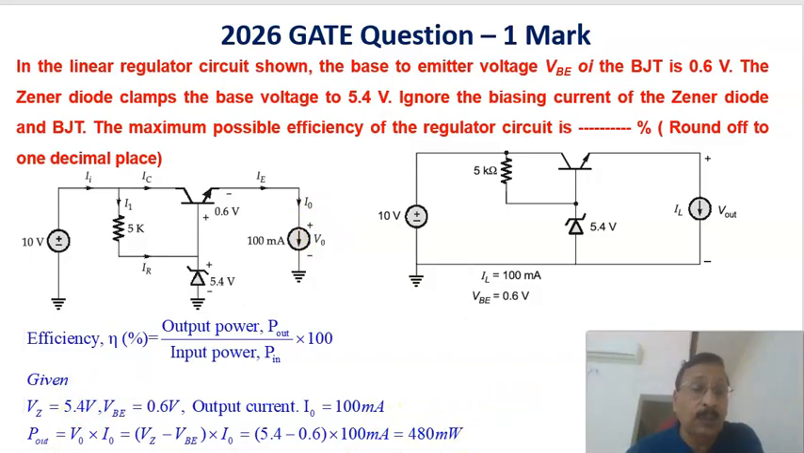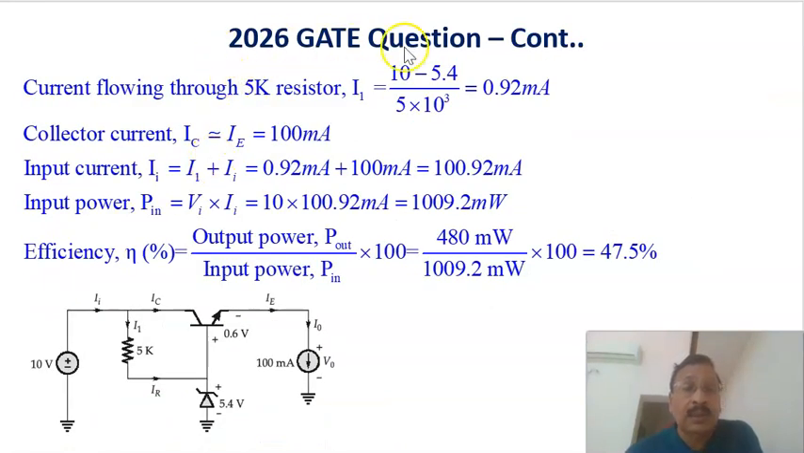Now let us see the input power, which will be explained in the next slide. This is the voltage regulator in which the load current is 100 milliampere and the load voltage is 5.4 minus 0.6 volts. Then you have calculated the output power. Now let us see the power at the input side. Continuing the same problem, we have to calculate the efficiency. Output power is already calculated, 480 milliwatt. Now we have to calculate the input power. Power at the input side means input voltage into the input current.